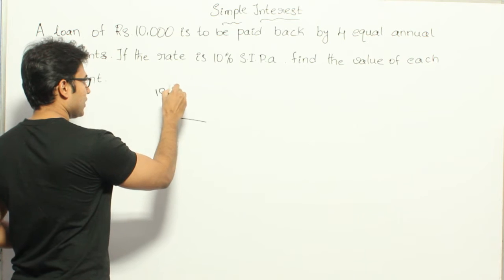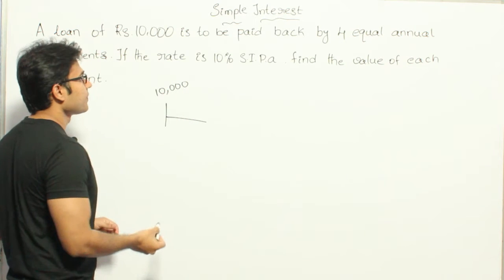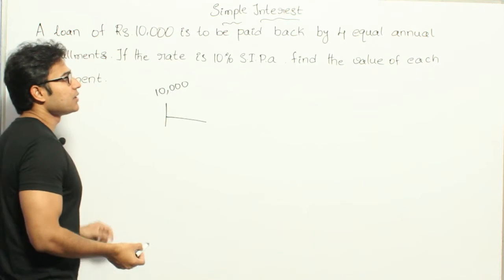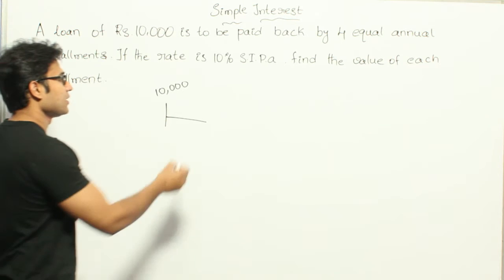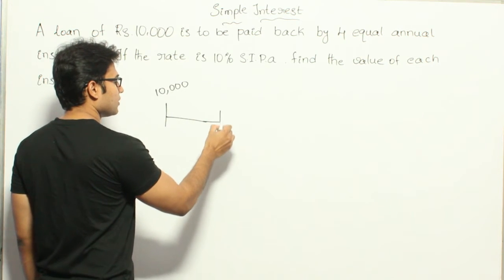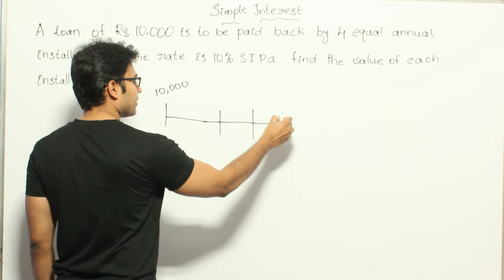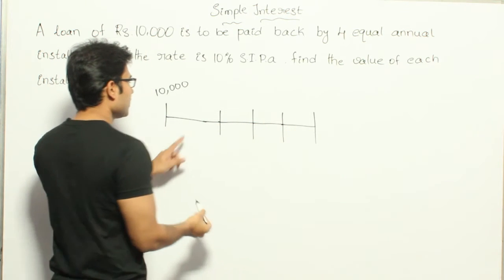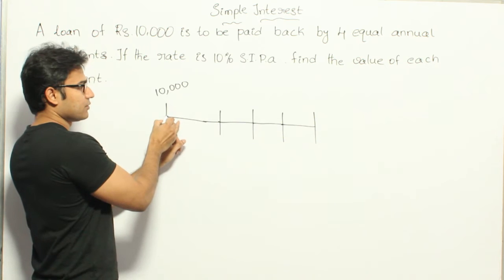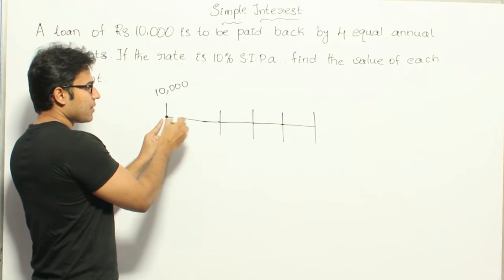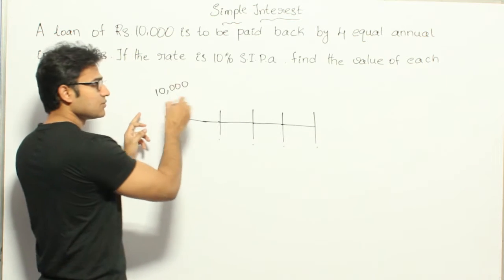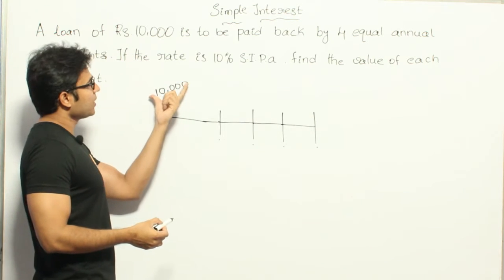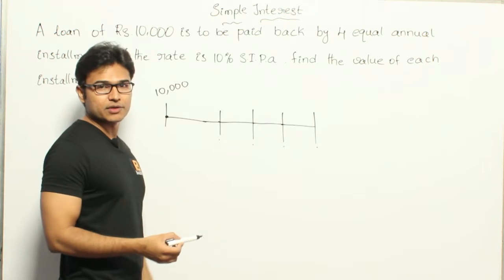So you have taken a 10,000 rupees loan here, and now it has to be paid in 4 equal annual installments, which means it has to be paid back in 4 years, right? So 1, 2, 3, 4. Let's say you have taken the loan here, so you are supposed to pay it back in 4 installments, which means the term period of this loan is 4 years. So by the end of 4 years you are supposed to pay everything, right?